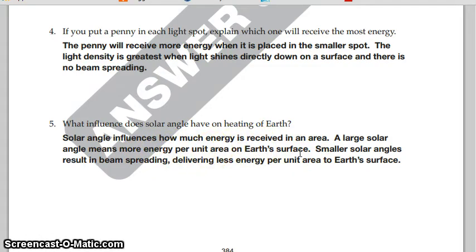Okay, it's very, very concentrated. We're getting more energy to a single spot on the Earth. Where we have small solar angles, it results in beam spreading, where the energy gets stretched out over the surface, like we talked about before, looking at the poles and towards the sunrise and sunset sides of the Earth, the far east and far west, delivering less solar energy to the surface of the Earth. So that energy is spread out more, it's not as concentrated, not as direct.